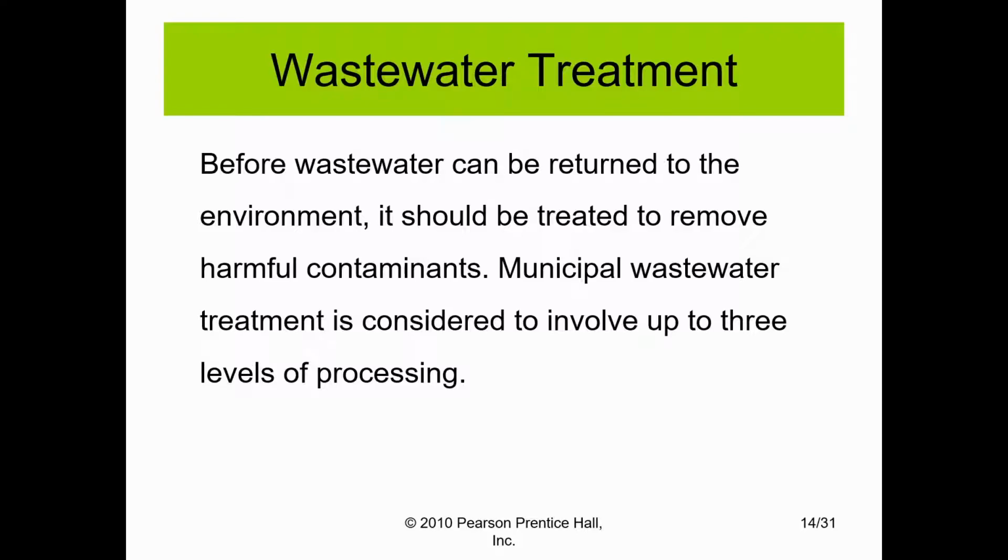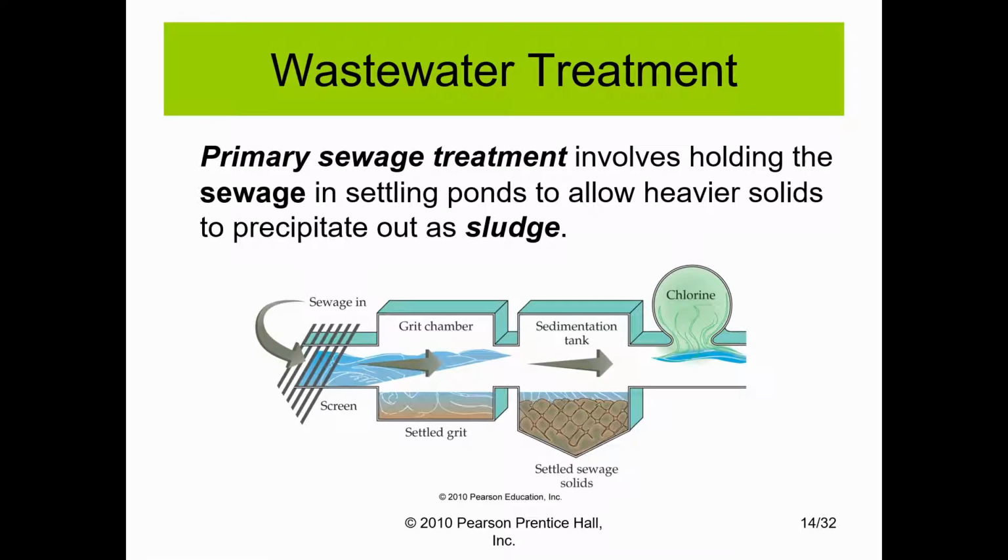In some of these wastewater treatment plants, there are up to 3 levels of processing that can be used before the water is returned to the environment. We can divide the wastewater treatment into three stages: primary, secondary, and tertiary. Primary sewage treatment involves holding the sewage in a settling pond to allow the heavier solids to precipitate out as sludges. In this case, we're primarily separating the liquids from the solids.